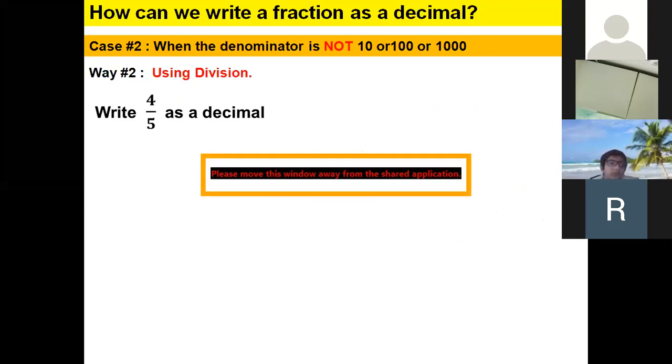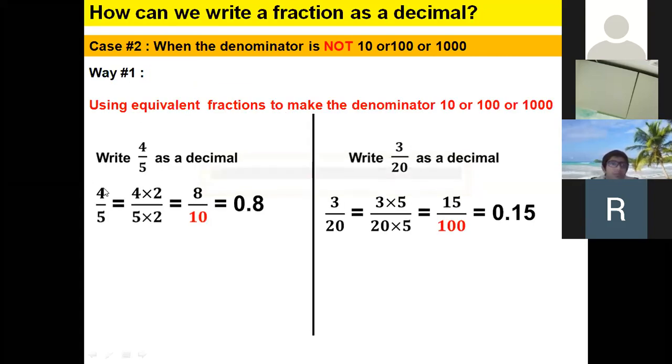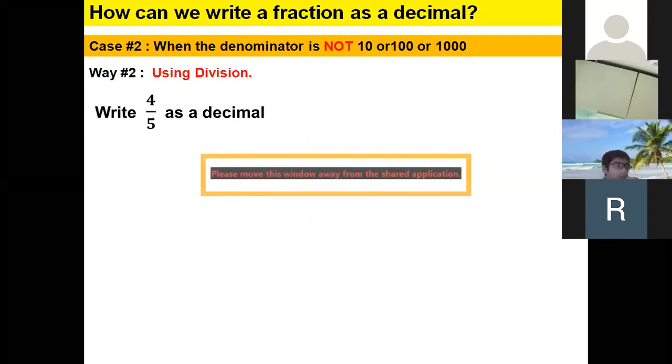Okay, look at this example. Sometimes we can use another way for writing the fraction as a decimal, which is division. This fraction 4 over 5 is so easy. We can actually use equivalent fractions to do it. Like here, this is 4 over 5. We used equivalent fraction and we get 0.8. But can we use division for that? Of course, you can use division.